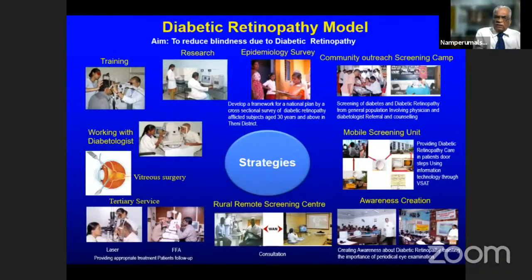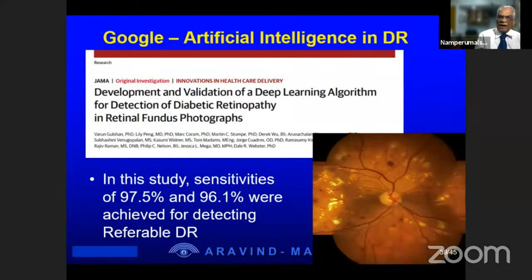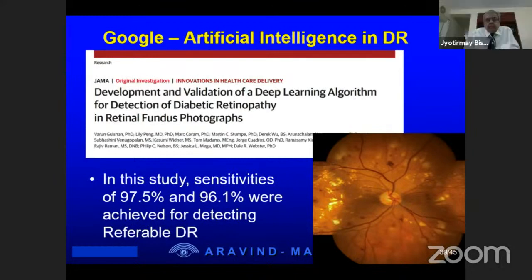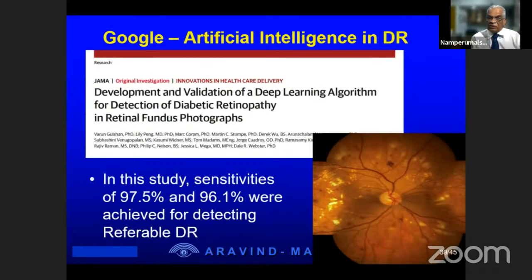A combination of all this operational research and genetic research has found a way for the diabetic retinopathy model, which you are also doing: telescreening, and also going to the genetic model and proteomics. All these researches are done as a combined effort in diabetic retinopathy. You are also familiar with artificial intelligence. Artificial intelligence is putting algorithms in machine learning, which along with Google, Sankara Nethralaya and Aravind, we are in the process of validating. It shortens the process of diagnosis of diabetic retinopathy.